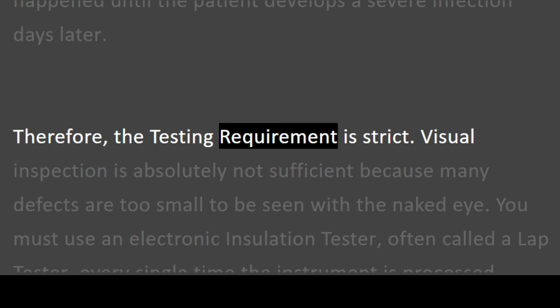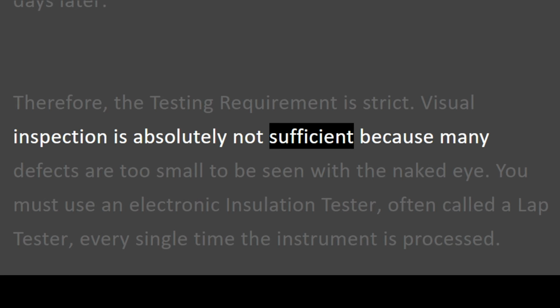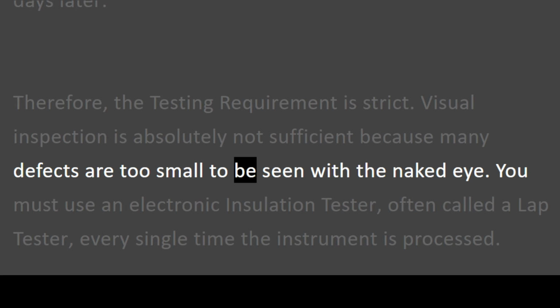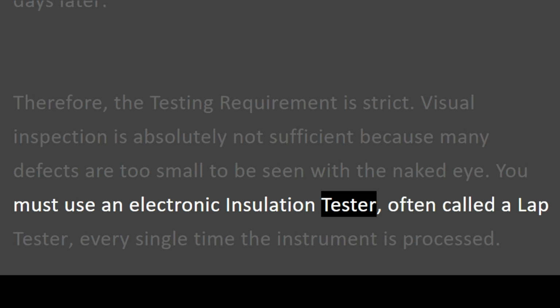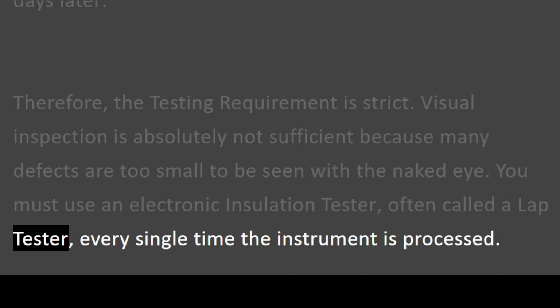Therefore, the testing requirement is strict. Visual inspection is absolutely not sufficient because many defects are too small to be seen with the naked eye. You must use an electronic insulation tester, often called a lap tester, every single time the instrument is processed.